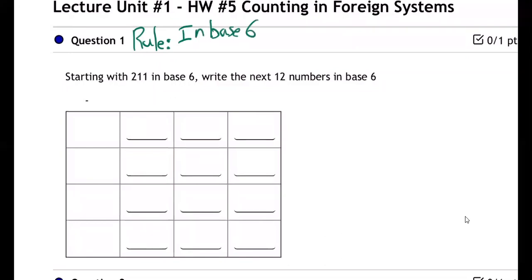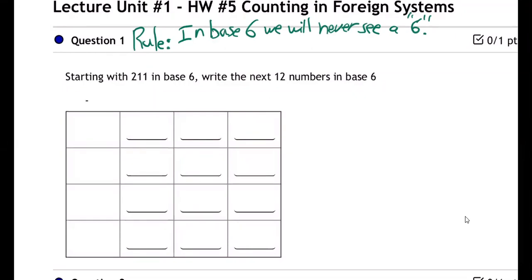In base 6, we will never see a 6. So in base 6, we're never going to see a 6.